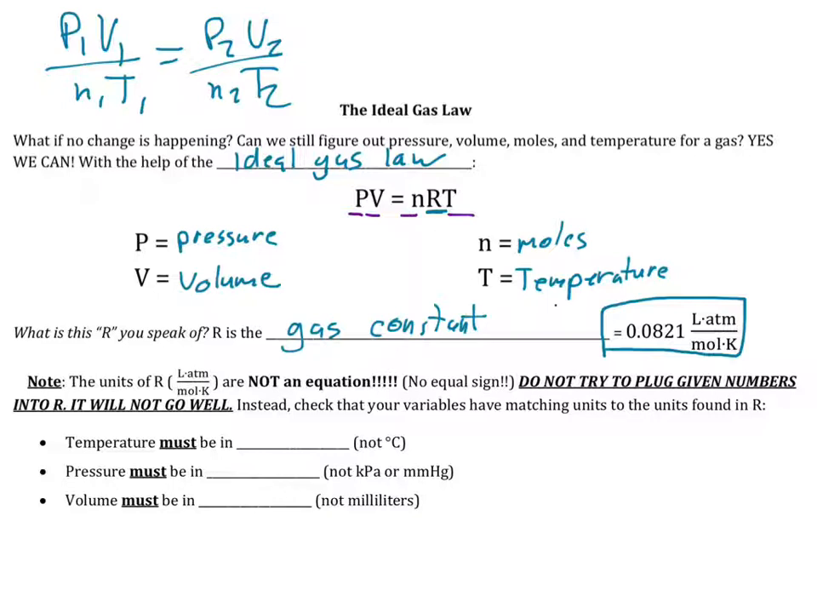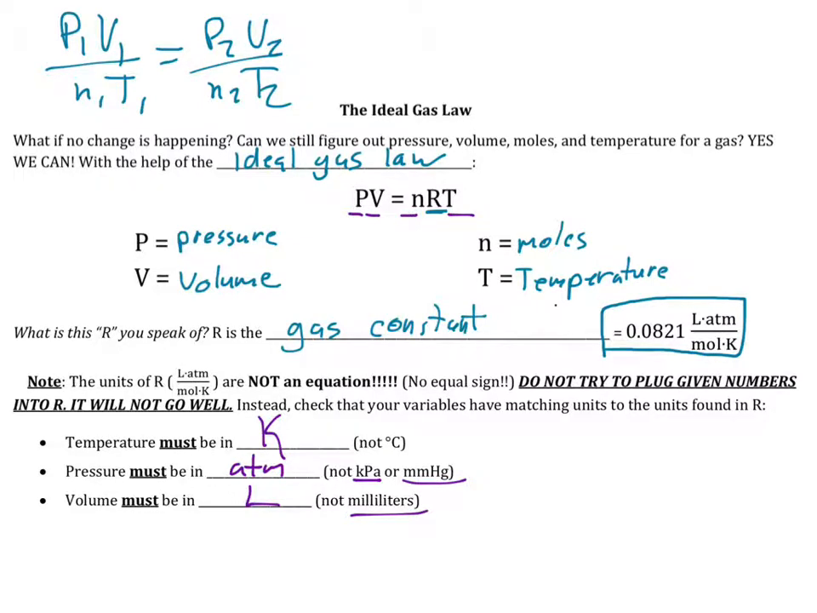Something that we need to keep in mind is that temperature has to be in Kelvin, pressure has to be in atmospheres, and volume has to be in liters. So when we're using PV equals nRT, our units need to be in those particular units. That is different than the combined gas law. In the combined gas law, temperature still needed to be Kelvin, but pressure could have been kilopascal or millimeter mercury, and volume could have been milliliters.